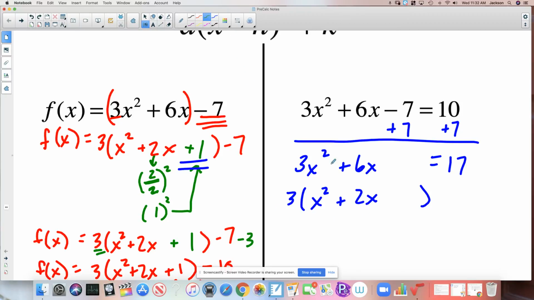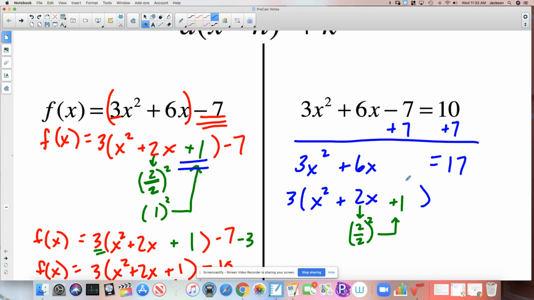I'll use the same color here just to prove my point. We're still taking this number 2. We're still taking half of it, and we're squaring that number. Half of 2 is 1, 2 over 2 is 1. 1 squared is 1. I'm still going to write a +1 here.